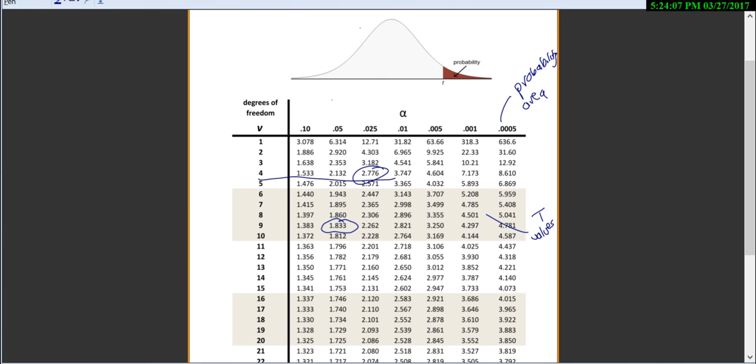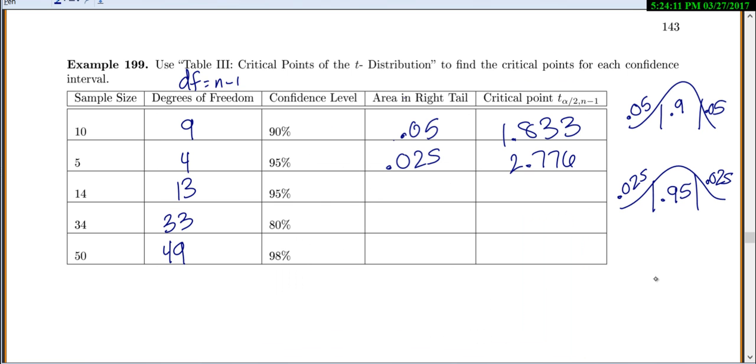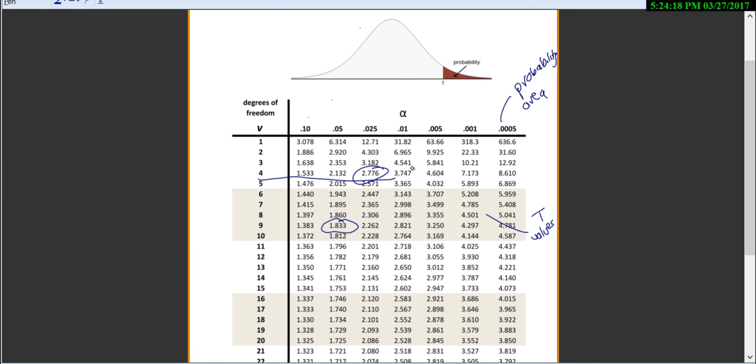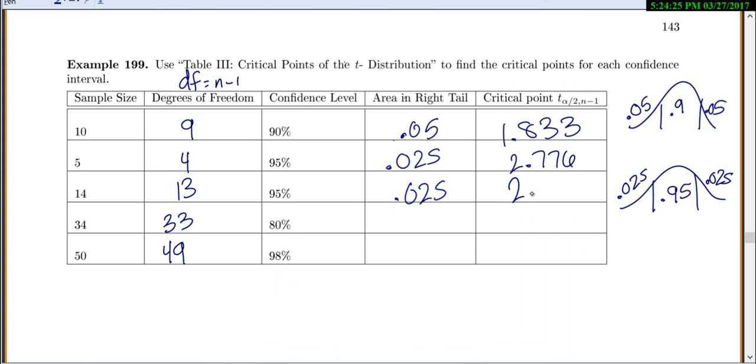And then 13 degrees of freedom. Oh, it's 95% again, so we still have 0.025. So 13 degrees of freedom. 13, 0.025. Looks like we're at 2.16. So notice those critical values changed a fair amount from going to 4 to 13 degrees of freedom.